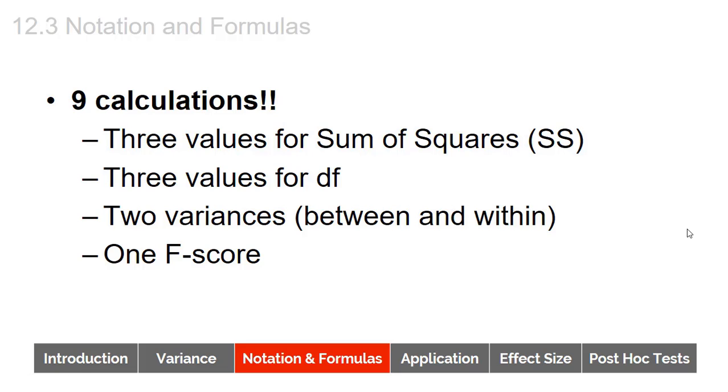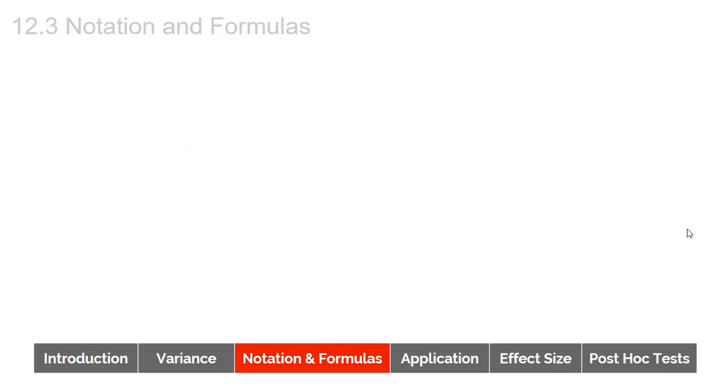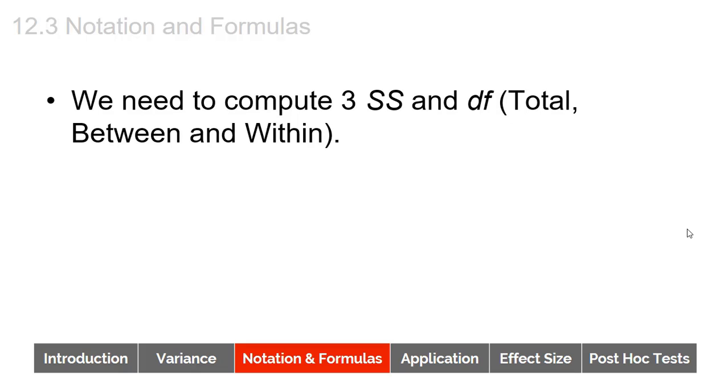So to do an ANOVA, we're doing 9 calculations, but don't be daunted, like I said. It's all very logical. It proceeds in a certain way. We're going to need 3 values for sums of squares. We need 3 values for degrees of freedom. We need 2 variances, one for between scores variance and one for within variance. And then finally, we find the F-score. So it's totally doable, I promise you. So we need to compute 3 sums of squares and 3 degrees of freedom. For each of those, we have total, between, and within.